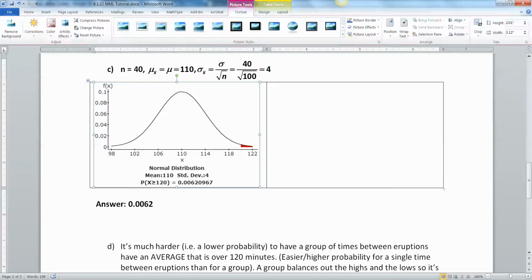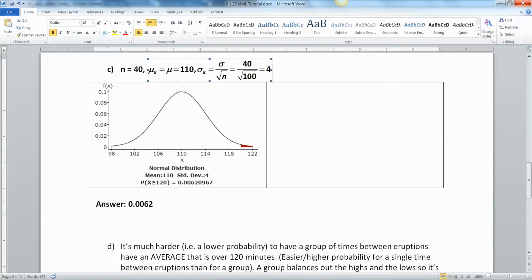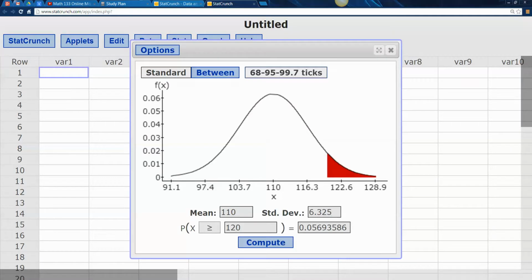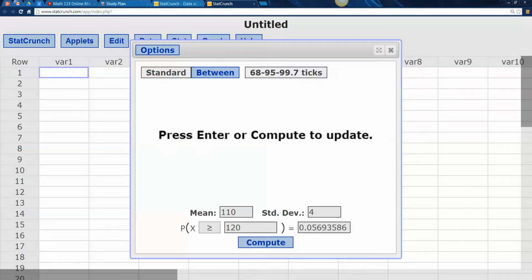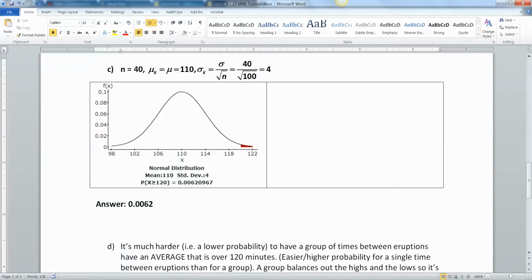All right, so your standard error is not going to be 40 over the square root of 40 anymore. It's going to be 40 over the square root of 100. Square root of 100 last time I looked was 10, so this is 4. I can do this one in my head. All right, so we've got 4. So then what I'm going to do with StatCrunch is change this to 4. Click Compute. I like the other tick marks better. There we go. I copied and pasted it right here, and there you have it.